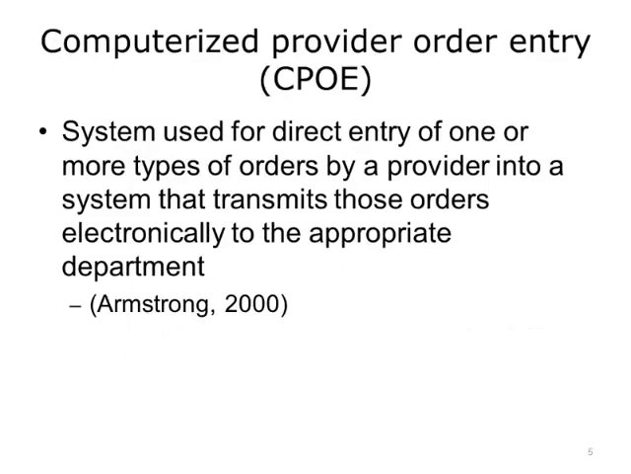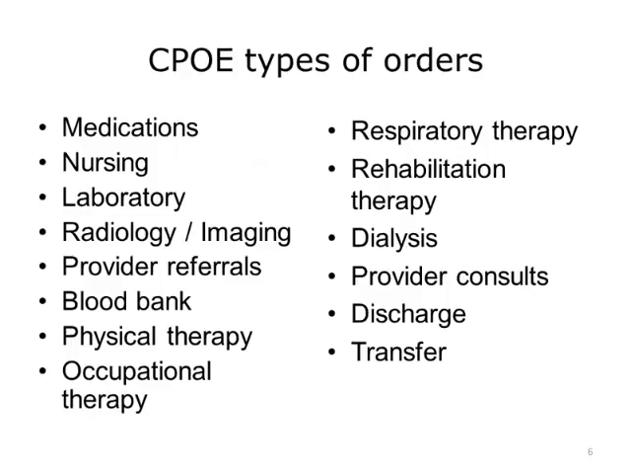Computerized provider order entry, which is also referred to as CPOE, is another functionality within the electronic health record. The American Hospital Association definition of CPOE is a system used for direct entry of one or more types of orders by a provider into a system that transmits those orders electronically to the appropriate department. An example of the use of CPOE is ordering medications.